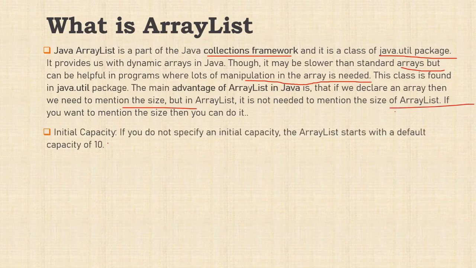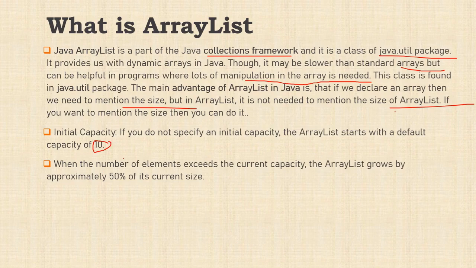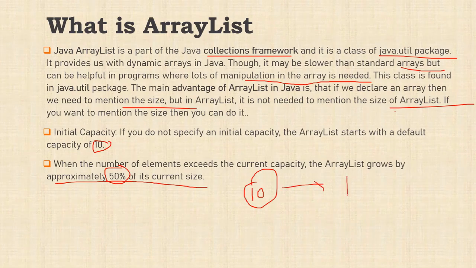So the initial capacity of ArrayList will be 10. It will be growable once your capacity is full. It will grow the capacity of your ArrayList by 50%. If the size of your ArrayList is 10 and it becomes full, then it will be enhanced by approximately 50%, which means the size will become 15. Internally it follows some algorithm to increase the capacity of your ArrayList.